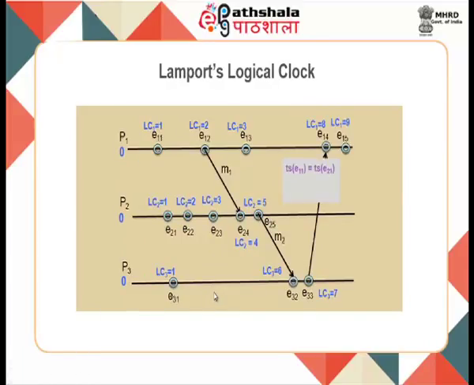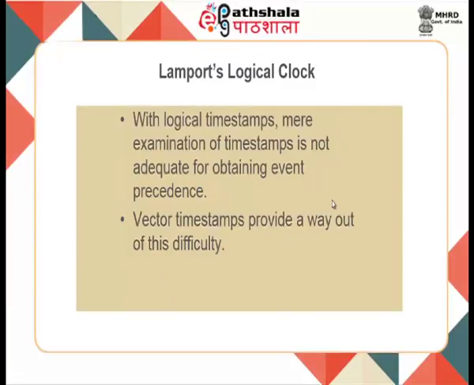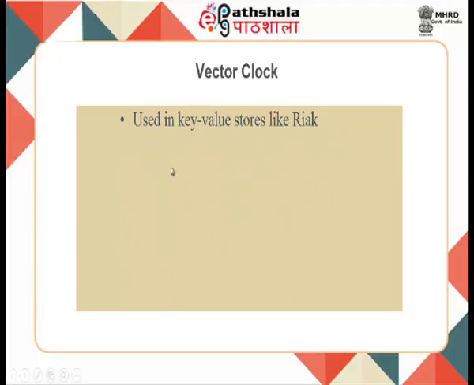So, for all these events, E11 has a timestamp equal to E12, E13 has a timestamp less than E32, and E24 has a timestamp greater than E13, but these are all concurrent events. So, looking at the timestamp, it is not possible to decide the order. The solution lies in the vector clock. This is used in key-value stores like Riak.